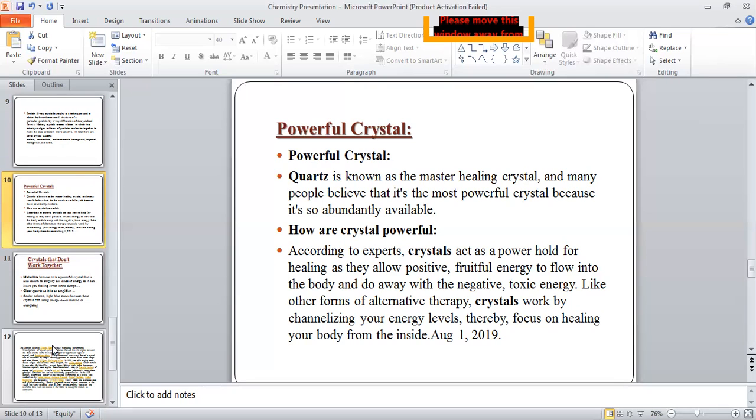How are crystals powerful? According to experts, crystals act as a powerful tool for healing, as they allow positive, fruitful energy to flow into the body and do away with the negative toxic energy. Like other forms of alternative therapy, crystals work by channelizing your energy levels, thereby focusing on healing your body from the inside. This is the technique through which we can recognize whether a crystal is powerful or not.